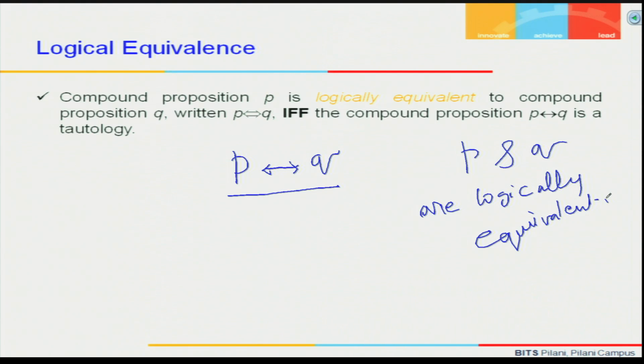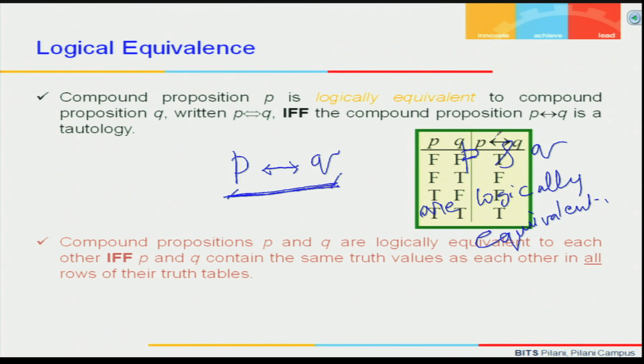What I mean here is, I have got a compound statement P, another compound statement Q, and then I can construct another compound statement like P if and only if Q. If this compound statement is a tautology, then I say P and Q are logically equivalent, otherwise not. Okay, we will take an example and see how we do it.